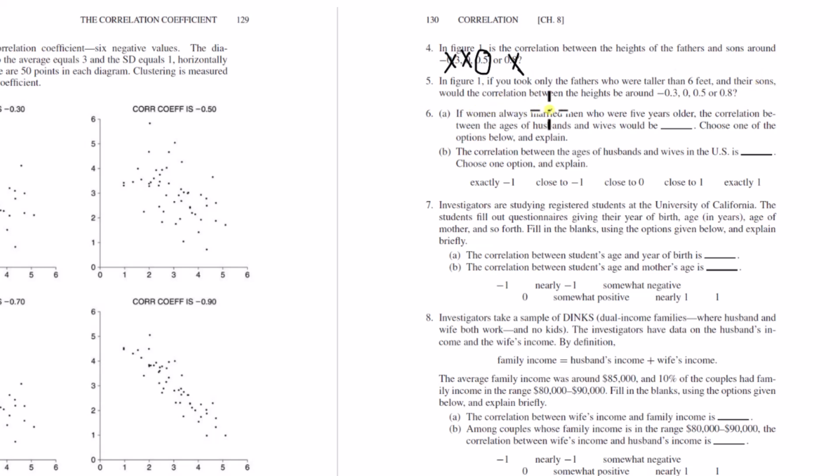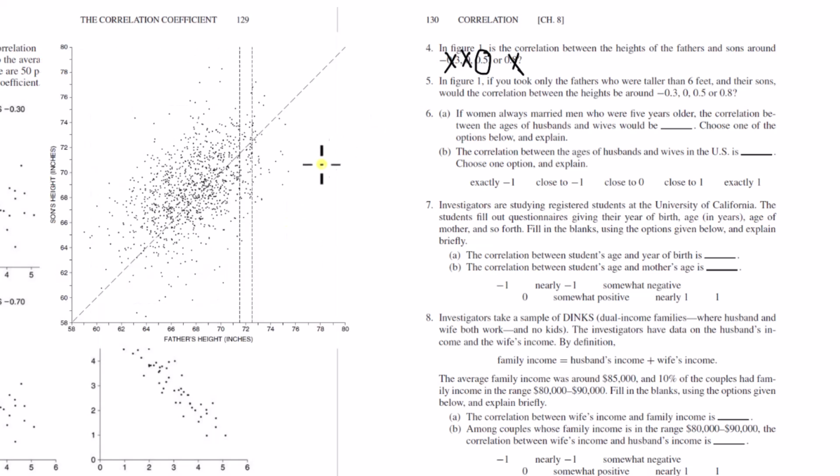Okay, in figure 1, if you took only the fathers who were taller than 6 feet and their sons, would the correlation between the heights be around, the same question? So, okay, let's bring this back. Only the heights taller than 6 feet. That's 72 inches. So, okay, out here. Well, yeah, that's nearly 0.